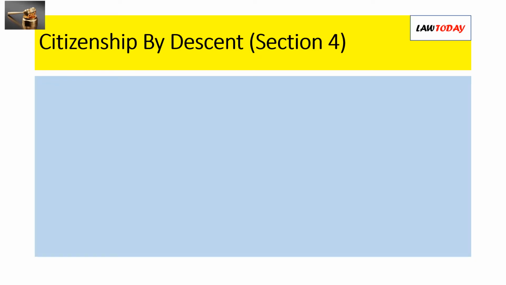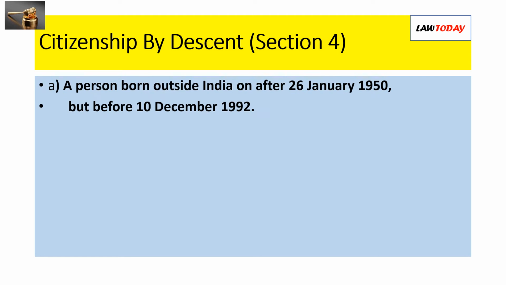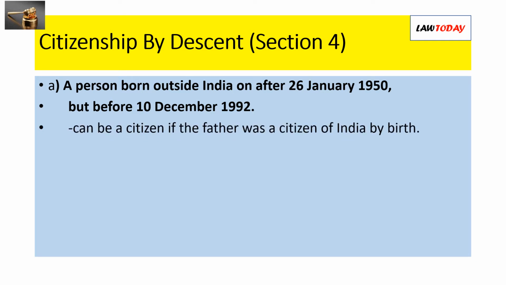The next mode of acquiring citizenship in India is by descent. Descent means citizenship through their parents. Section 4, which deals with the acquisition of citizenship by descent, provides that a person born outside India on or after 26 January 1950 but before 1992 is a citizen of India by descent if his father was a citizen of India by birth. Under this provision, if his mother was an Indian citizen, he could not become citizen by descent. Thus, this provision was discriminatory against women.